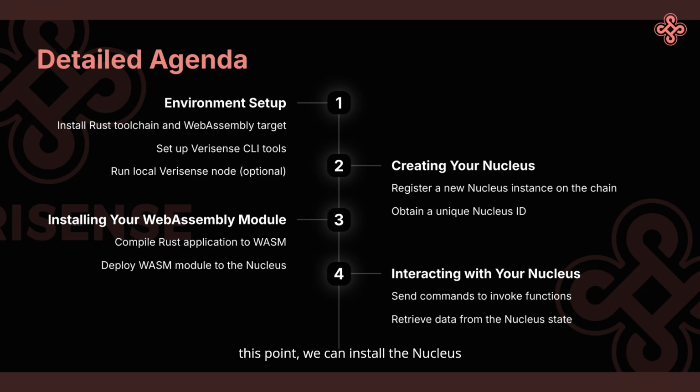It's important to note that at this point, we can install the Nucleus either on a local node that we control for development and testing, or on the Verisense beta network, which allows us to deploy and test in a shared remote environment. Once our Nucleus is fully deployed and installed, we'll demonstrate how to interact with it. This includes sending commands to invoke the functions we've defined, for example, inserting new data or triggering custom operations, and retrieving data previously stored inside the Nucleus state. By the end of today's session, you'll have a complete picture of how to set up your environment, deploy your own Nucleus, and interact with it on the Verisense network.